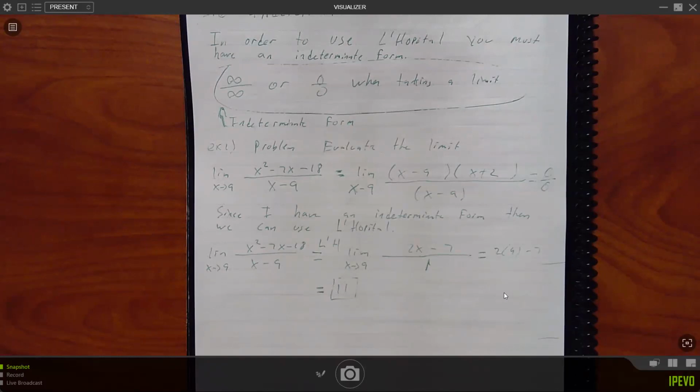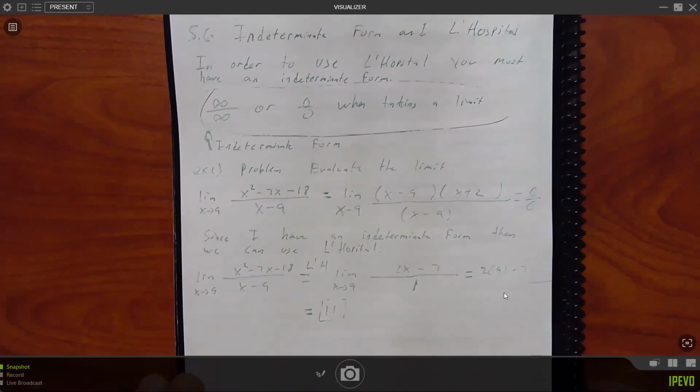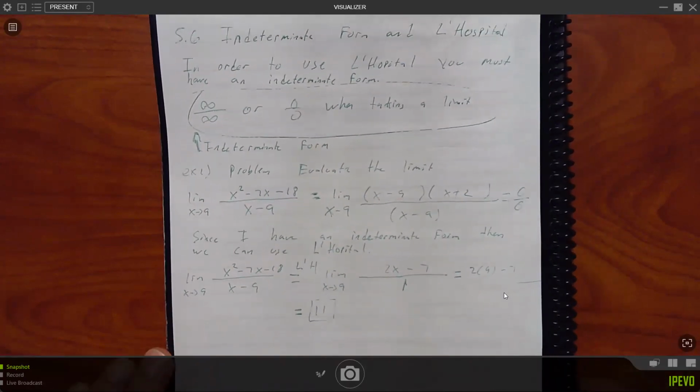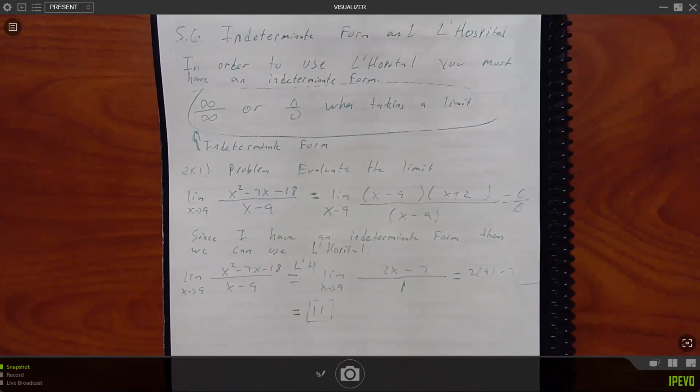Okay, let's do another one. Okay. You guys cool on this page? Turn the page. So not too bad, right?